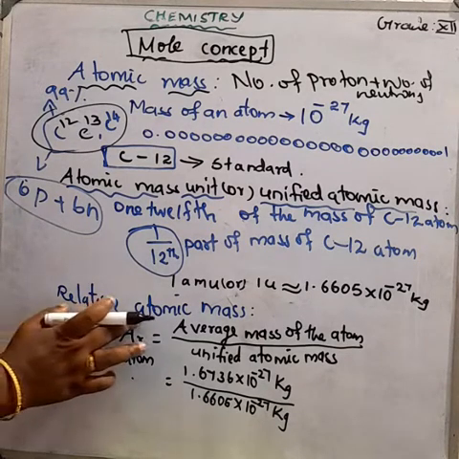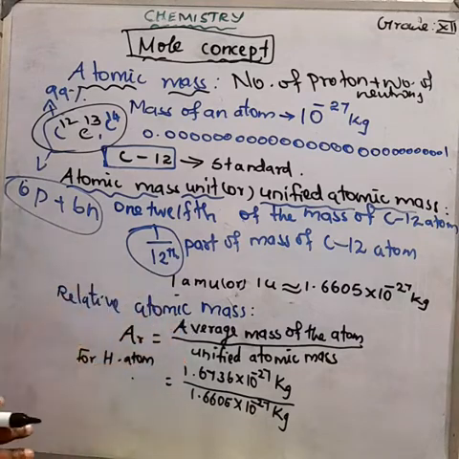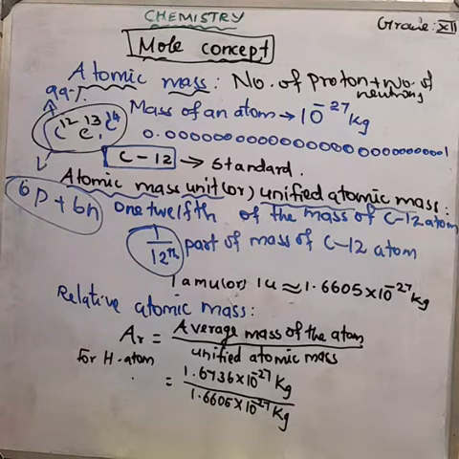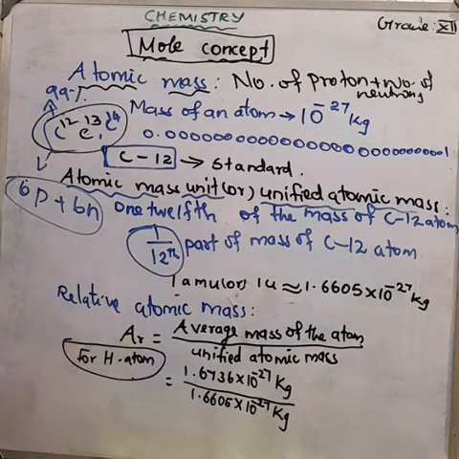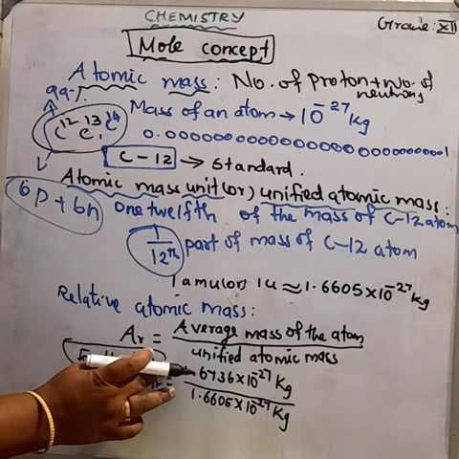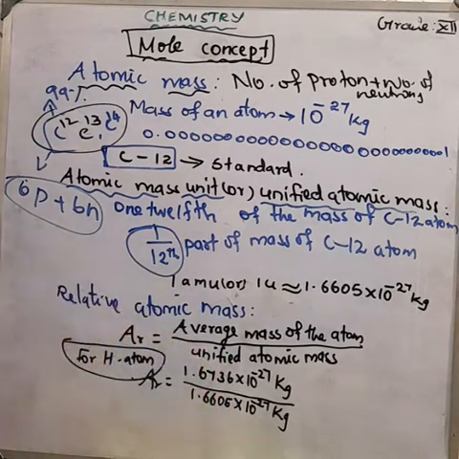So what is called the relative atomic mass? A ratio of the average atomic mass to the unified atomic mass unit. Using this formula, one example given in your textbook is how they find out the relative atomic mass of hydrogen. Ar is equal to the average mass of hydrogen atom, which is 1.6736 into 10 power minus 27 kilogram.